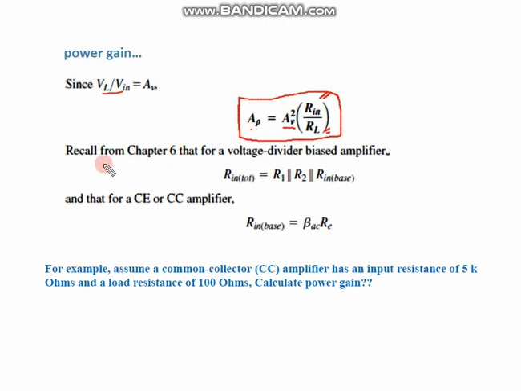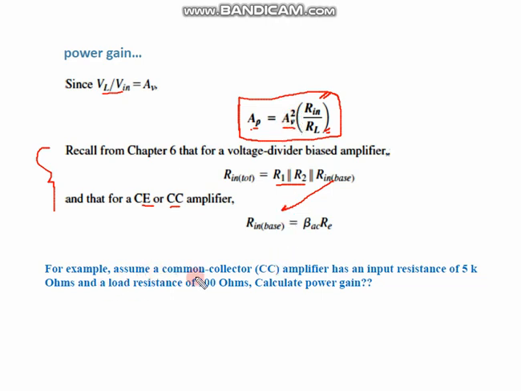Now as an example, it says to recall from chapter 6 that for a voltage divider biased amplifier, Rin total is this. For a common emitter or a common collector amplifier, this is the Rin total, where Rin base is given by this formula. The purpose of these two lines is that if you have an amplifier which is common emitter or common collector, you can readily calculate its power gain by this relation. RL is known, and you can put in the value of the gain.